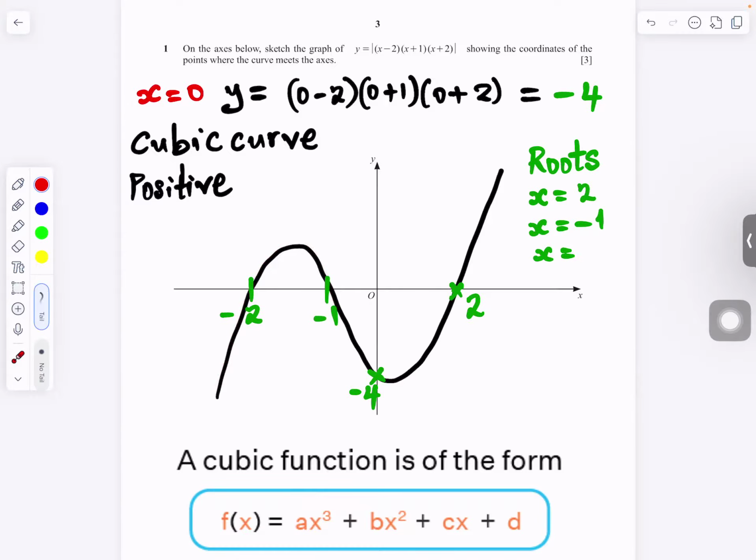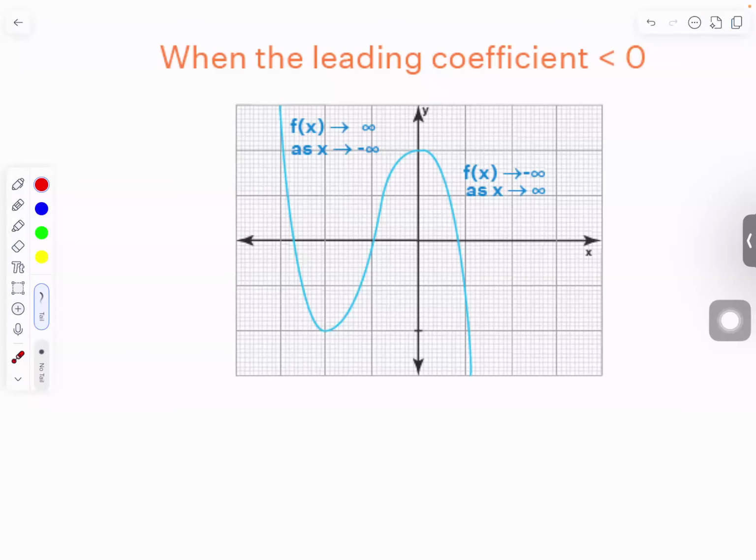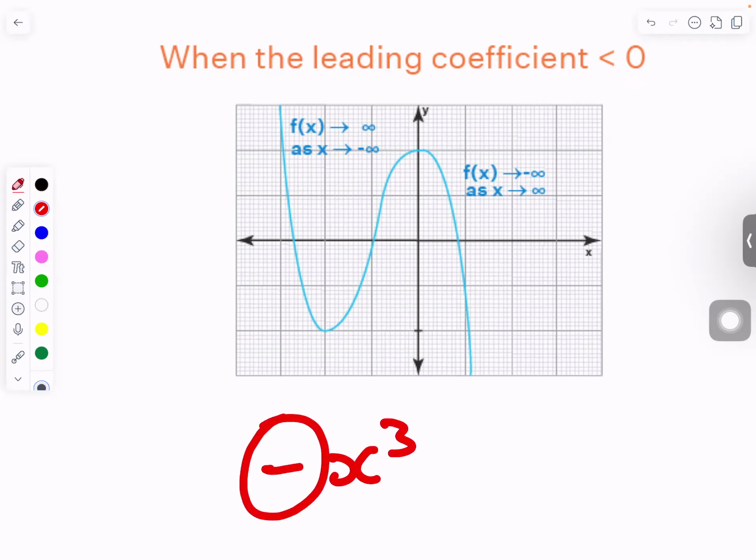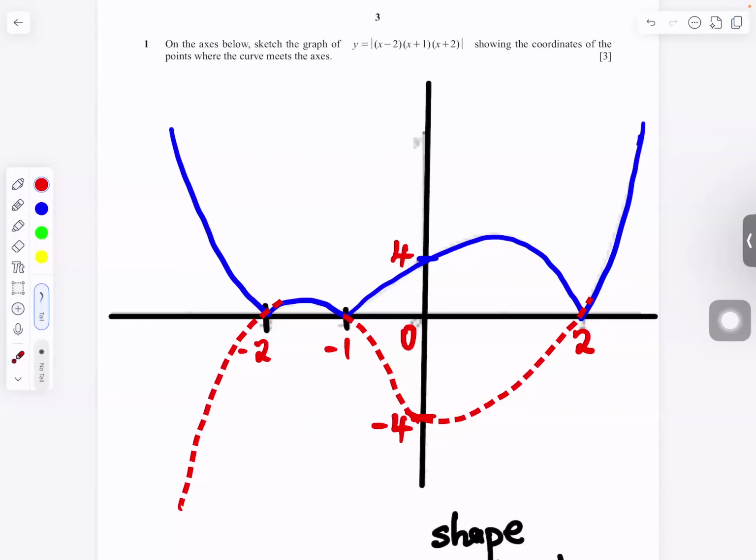Let me show you what it looks like. When that number in front of x cubed is less than 0, let's say minus x cubed, that number is minus 1, or minus 2x cubed, the graph is coming down like that. So that's not the case for our graph. So that's one thing to note.